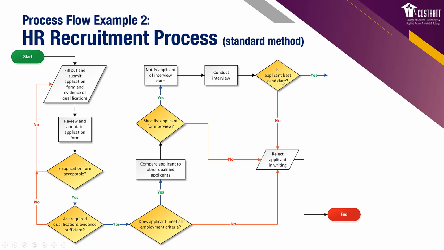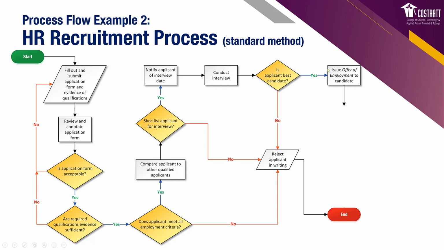Is the applicant the best candidate? And for every single person who's interviewed, you have to ask this question: is this the best candidate? For everyone but one, the answer is going to be no. Is this the best candidate? No. At which point in time, we reject that person. If the answer is yes, for that one lucky person, we then move on to the next step, which is we issue an offer of employment to the candidate.